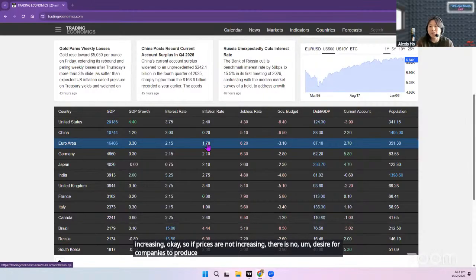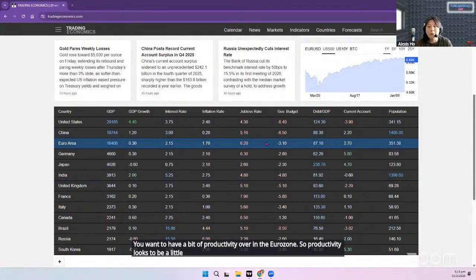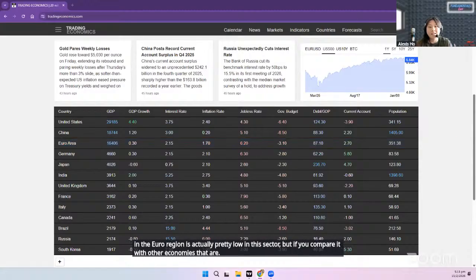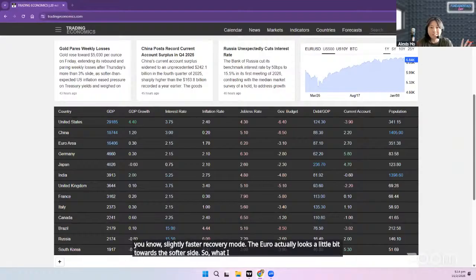In a very basic way of explaining why prices should have a healthy increase, you want to have a bit of productivity over in the Eurozone. So productivity looks to be a little bit stagnant. Although the unemployment figure of 6.2 in the Euro region is actually pretty low, if you compare it with other economies that are in a slightly faster recovery mode, the euro actually looks a little bit towards the softer side. So what I'm looking for is a slightly softer euro.